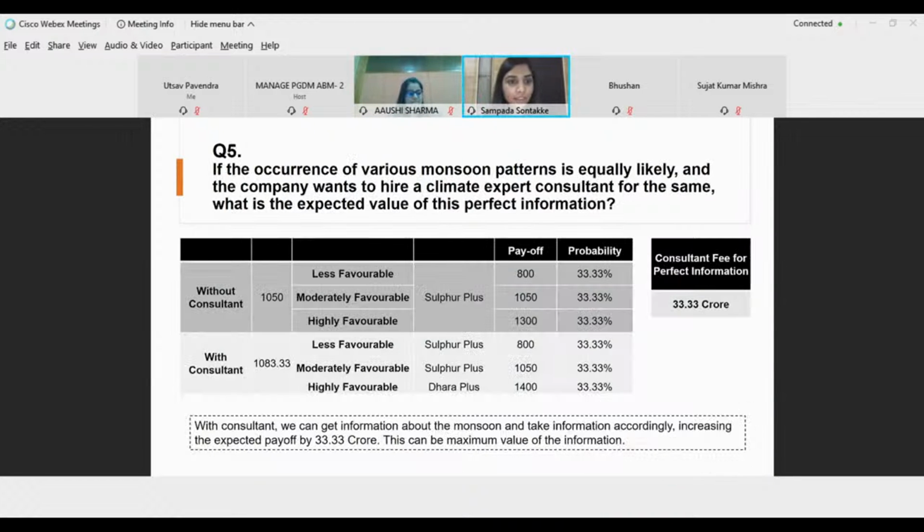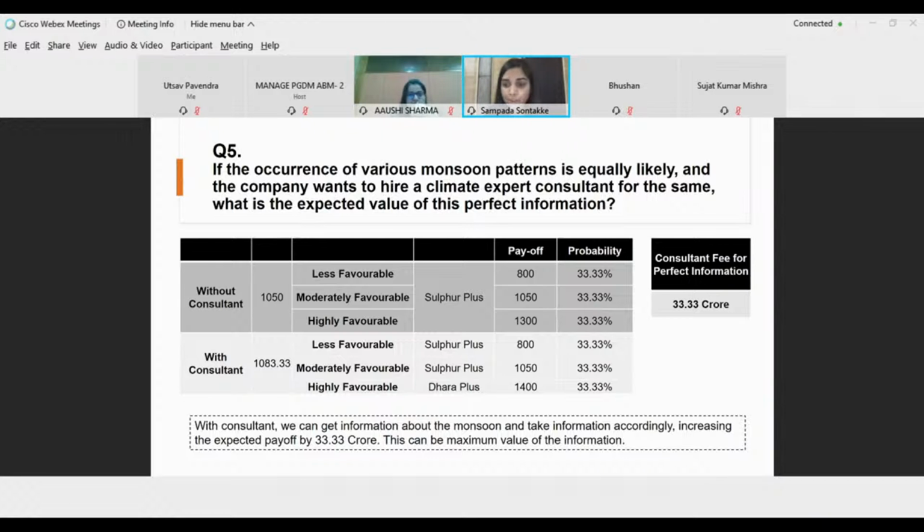Yeah, can you move to the next slide? Okay. So the next question was, if the occurrence of various monsoon patterns is equally likely and the company wants to hire a climate expert consultant, what is the expected value of this perfect information? As a first step, we tried to find out the expected payoff for all the products that were given to us. When we multiplied the payoff for each scenario with 0.33, the expected value that came out was maximum for sulfur plus.